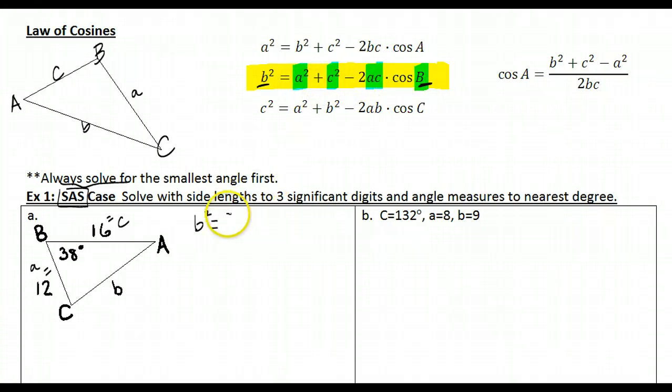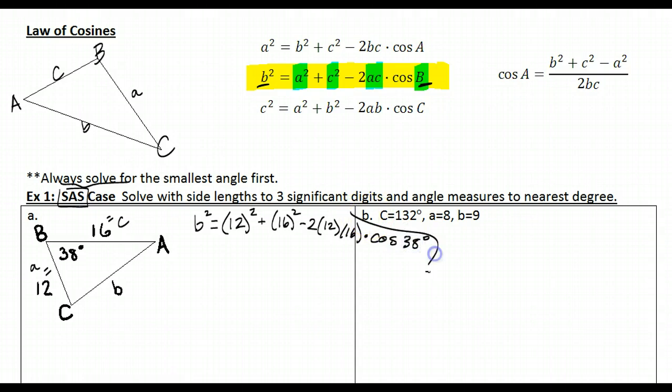All right, here we go. So A is 12, C is 16, and I should have written smaller because I'm going to run out of space, but that's okay. Here we go. Minus 2 times 12 times 16 times cosine of 38 degrees. Notice we are in degrees, so make sure your calculator is in degree mode.